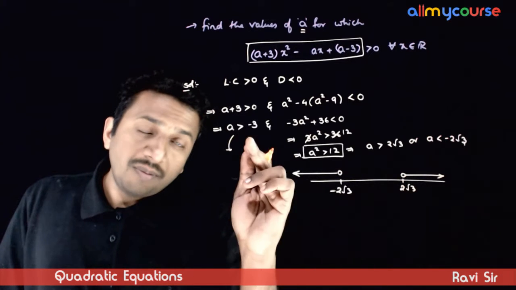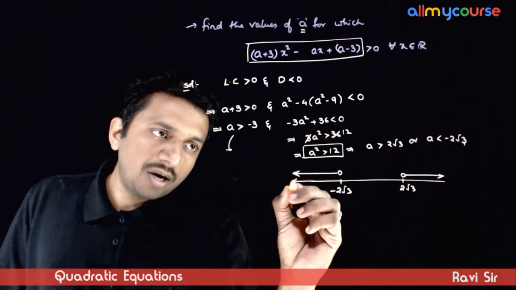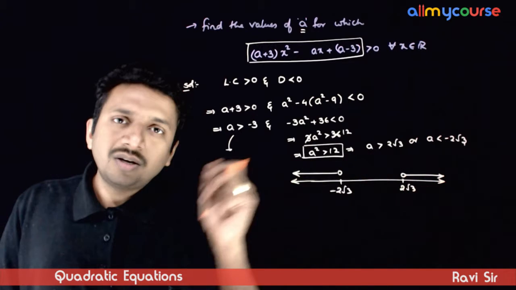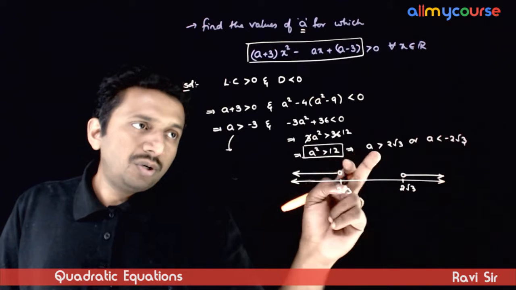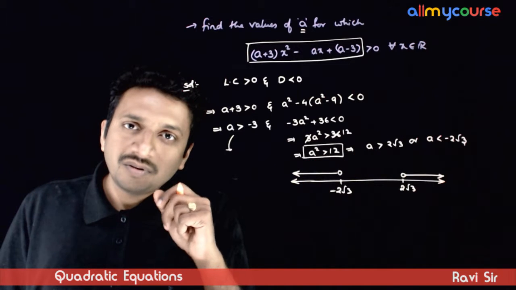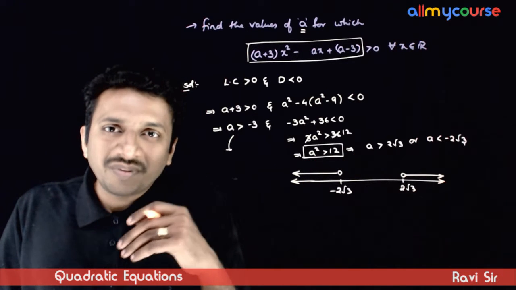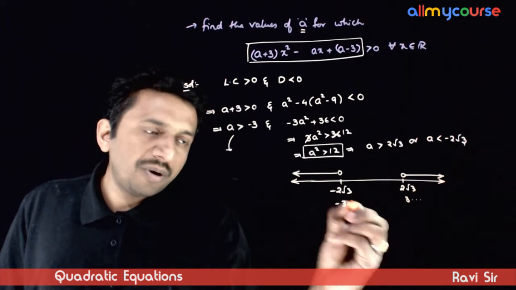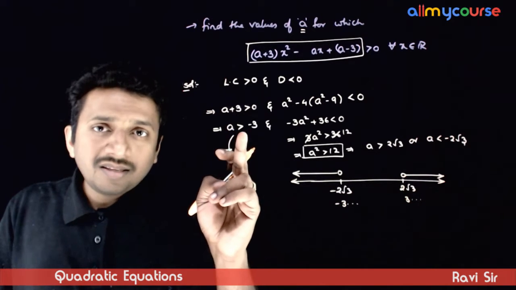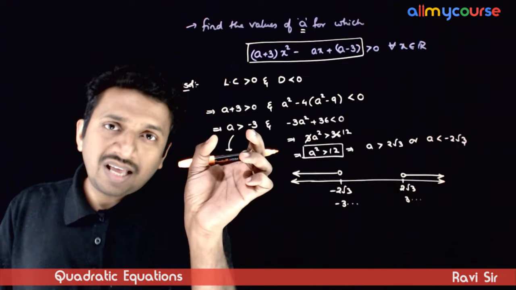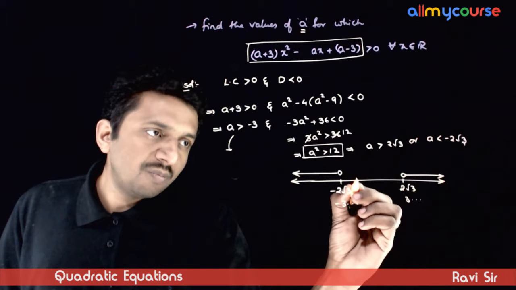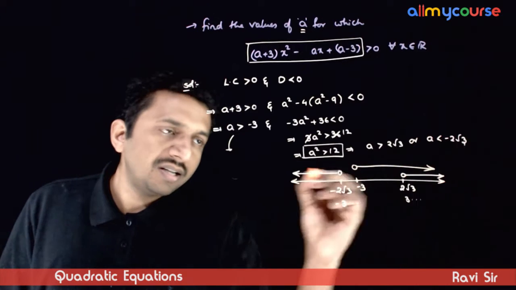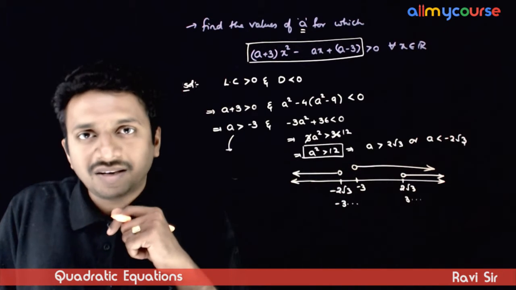So where will −3 lie if you plot both the solutions on the same real number line? So what is 2√3? 2√3 is nothing but √12. So √12 will be 3 point something. So this will be plus 3 point something, and this is minus 3 point something. The second part of the solution says that a is greater than −3. So −3 will be somewhere here. So this part of the solution says that a has to be greater than −3.